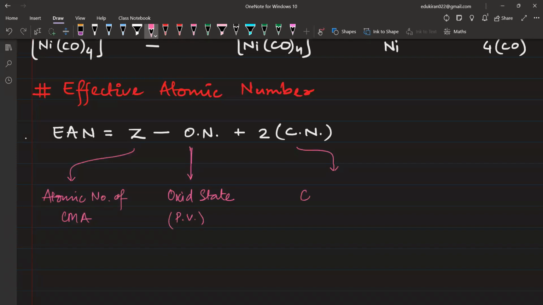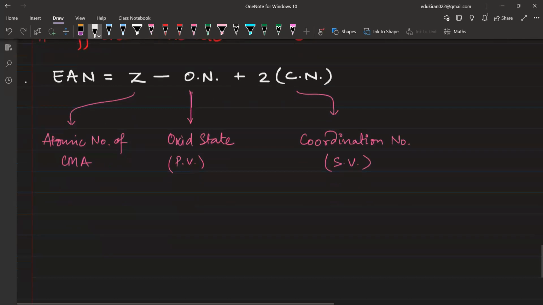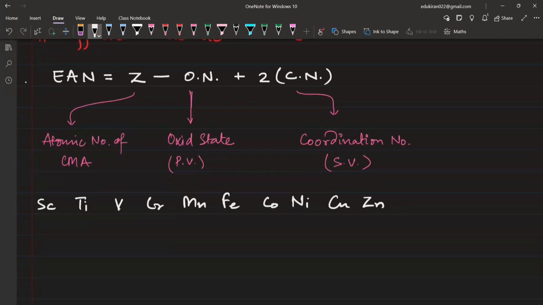CN is the coordination number that we will study in the next class, but for our understanding, it is the secondary valency, the number of ligands that we are having. Now, I will tell you the most of the elements that we will be seeing are these: Sc, V, Cr, Mn, Fe, Co, Ni, Cu, Zn. So scandium has atomic number 21, this is 22, 23, 24, 25, 26, 27, 28, 29 and 30.